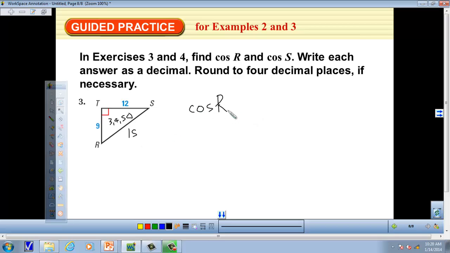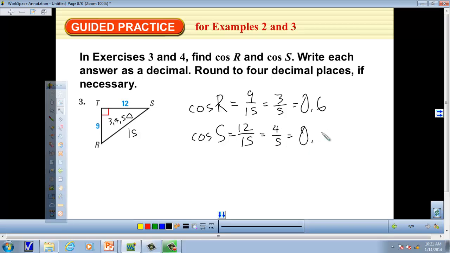So we're going to do cosine R. Adjacent to R is RT, which has a length of 9. The hypotenuse is 15. This gives us 3 over 5, which again gives us 0.6. And cosine S, hopefully some of you already know what the answer to this is. Adjacent to S is ST, which has a length of 12. The hypotenuse again is 15. Dividing both of these by 3, we would get 4 over 5, and that gets me 0.8.